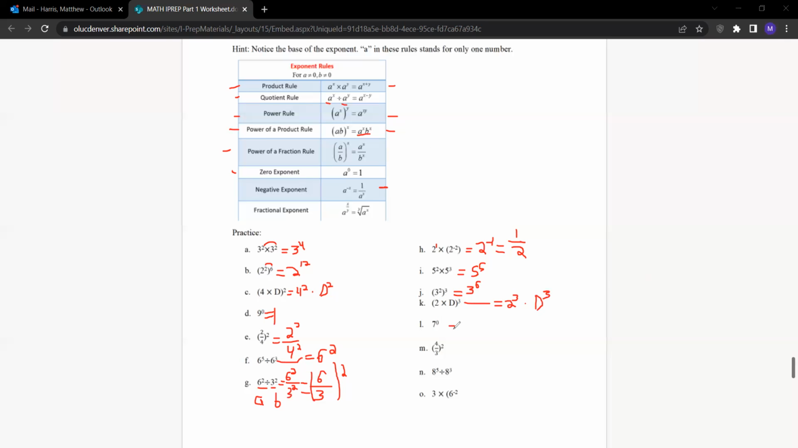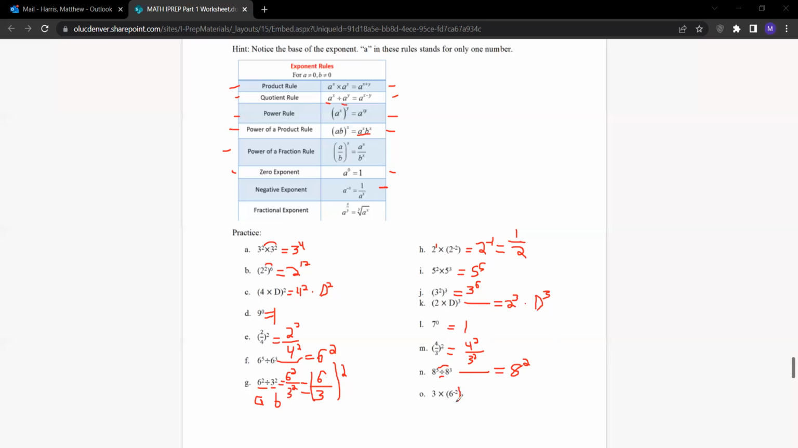All right, next up we have 7 to the 0. And again, that's that 0 exponent that equals 1. Then we have 4 over 3 squared. So again, we can distribute that too, right? So we have 4/3 squared is the same as 4 squared over 3 squared. Next up we have a division or a quotient rule problem. We have 8 to the 5 divided by 8 to the 3. So we just subtract those, so it's going to be 8 squared because of that.